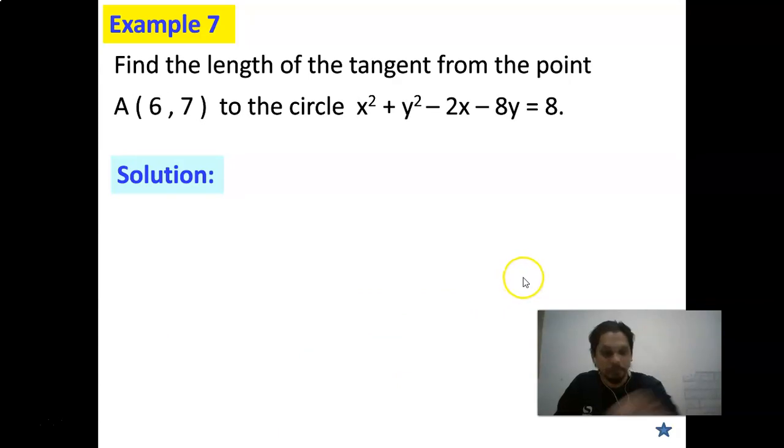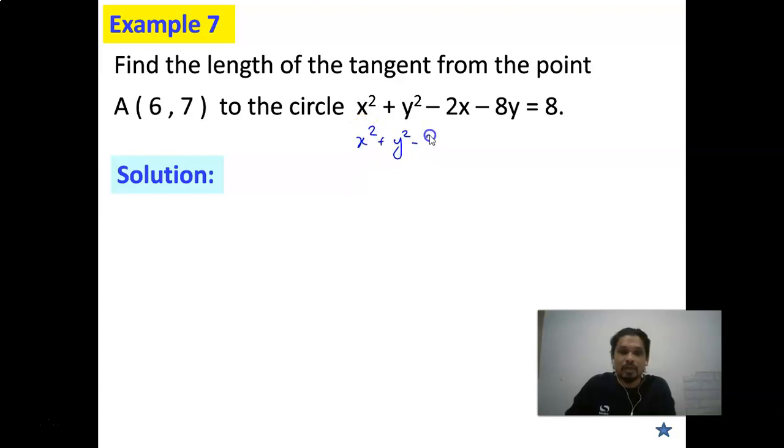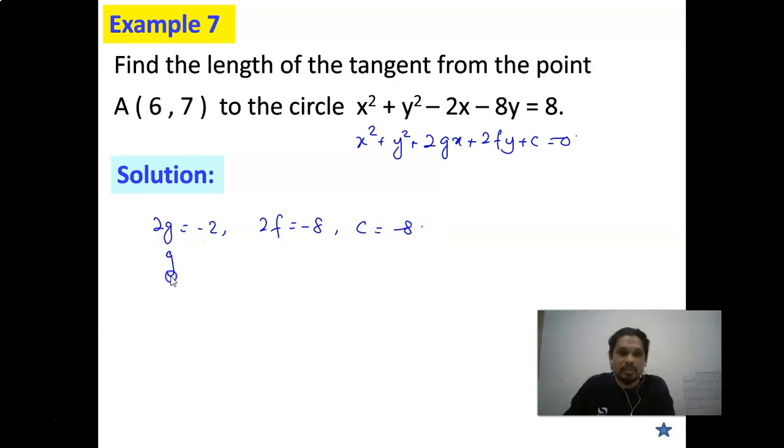Okay, so now we compare this with x square plus y square minus 2gx minus 2fy plus c equal to 0. So then 2g equal to negative 2 and 2f equal to negative 8, c equal to negative 8. So then g equal to negative 1, f equal to negative 4, and c equal to negative 8.